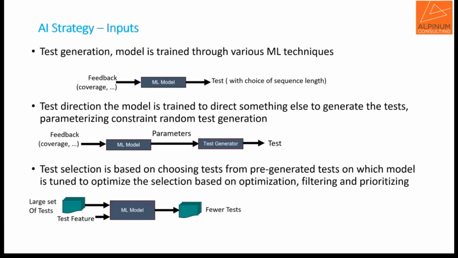Effectively the AI model is giving us the parameters that allow us to control the test generator. That test generator is then separated from the AI model, and the connection is through these parameters that we set up.